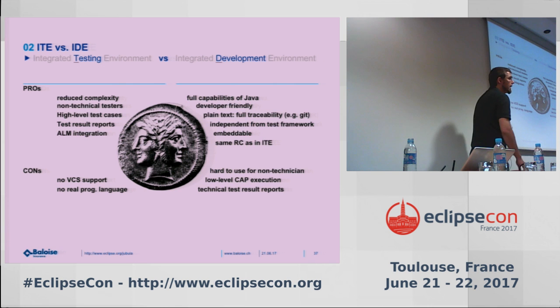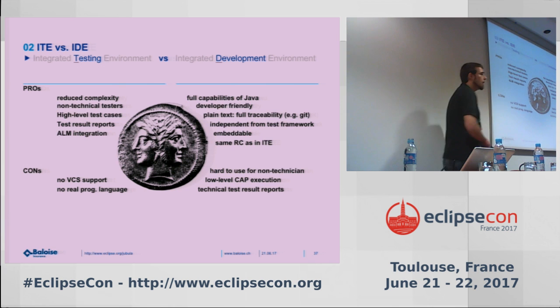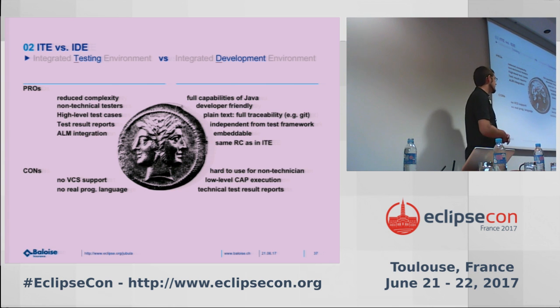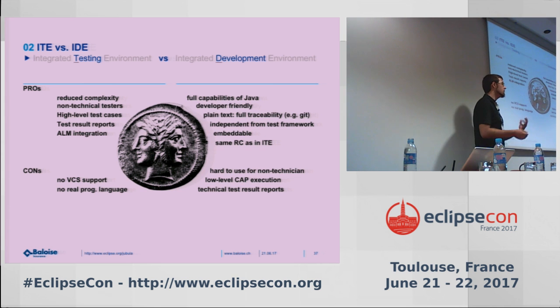Like a slide to sum these both approaches up. The ITE, and this is the reason why we built it in the first place, has a very reduced complexity, and we always try to keep it as simple as possible, even these pretty complex mechanisms like finding and mapping components from the AUT. You know, it's simply pointing and you get your component. We aim for non-technical testers, and we try to gain high-level test cases that you can execute, that even a non-technical person can understand, or maybe you can go to your manager and he can also understand what's happening there in this test execution.